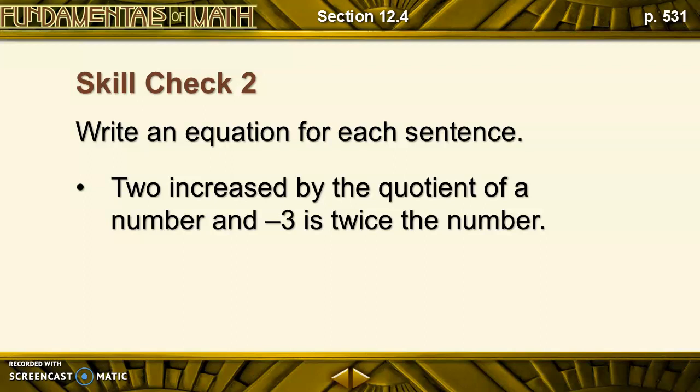Another example. First thing you want to do is identify the word of equality. In this case, the word is. So we're going to put an equal sign there. All the stuff on the left is going to be 2 increased by the quotient of a number and negative 3. 2 increased by is going to be 2 plus. Quotient means division, so we're going to divide a number and negative 3.